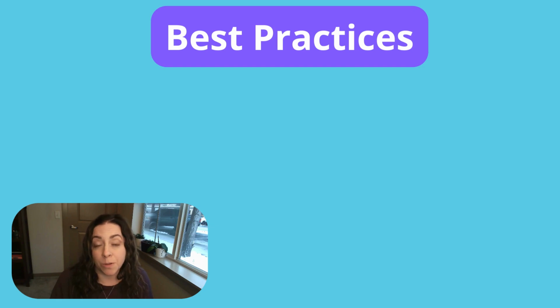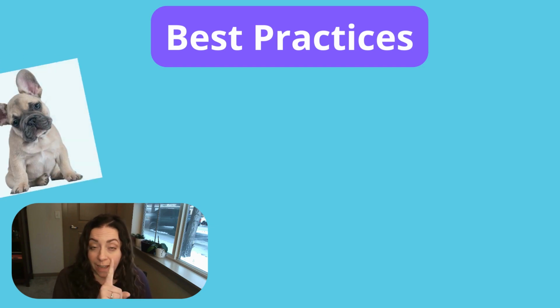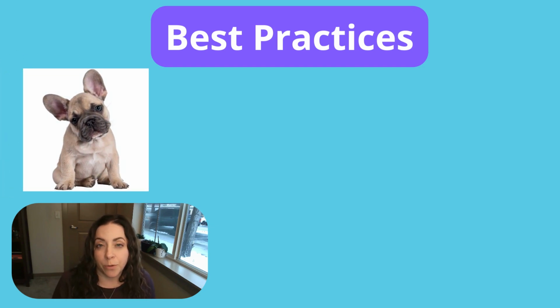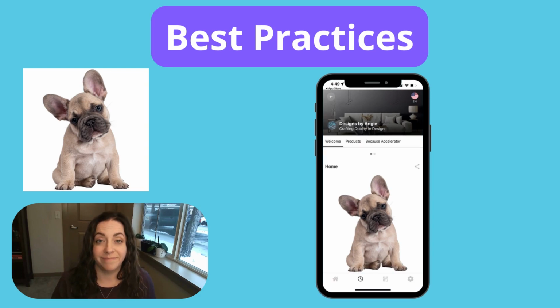Now, if you use an image with more of a 1:1 ratio, like this one, for example, is 1000 pixels by 1000 pixels, then it's going to look a little something like this in your app.